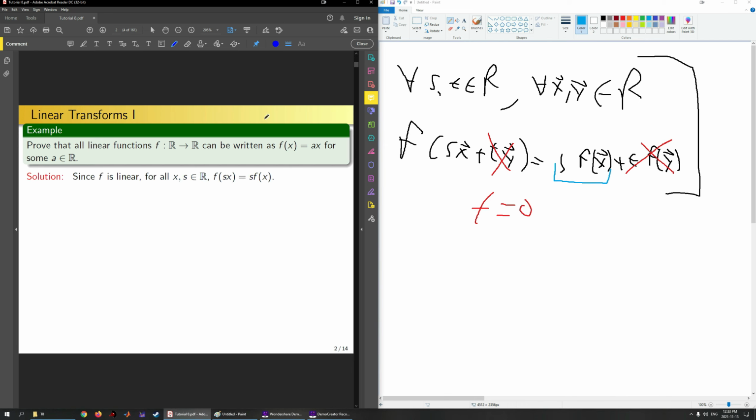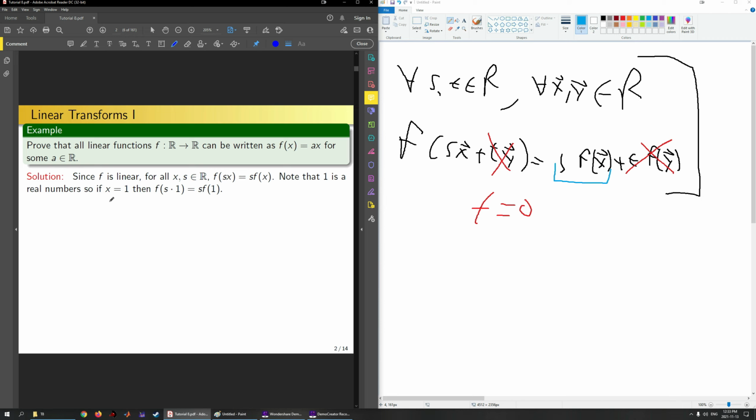So solution. Since f is linear, for all x and s in R, f of sx is equal to s f of x. So from here, this is just the statement that this over here is true. Okay, so now let's just explore this a bit. I really want this f of x thing to just be x, right? And I really want the s thing just to be a, or maybe vice versa, something like that. So let's just explore and plug in some values and see if I can get a real number a from this expression here. Well, 1's a real number, right?